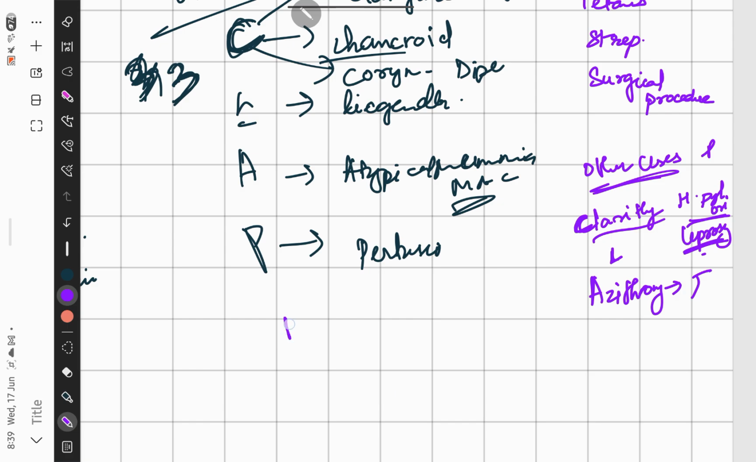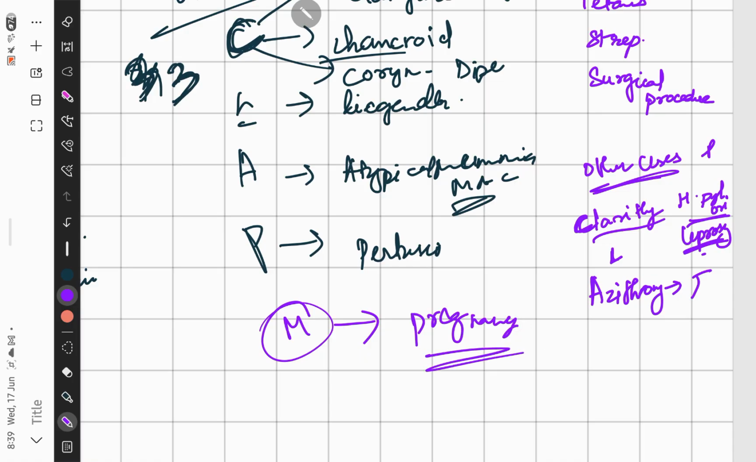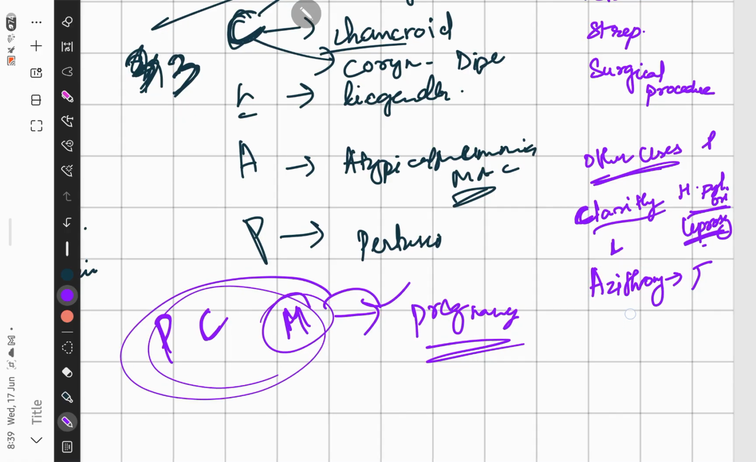Another point is that macrolides are safer in pregnancy. Only 3 antibiotics are safer in pregnancy. As of now, we have read penicillin, cephalosporin, and macrolides. All 3 are safer in pregnancy.